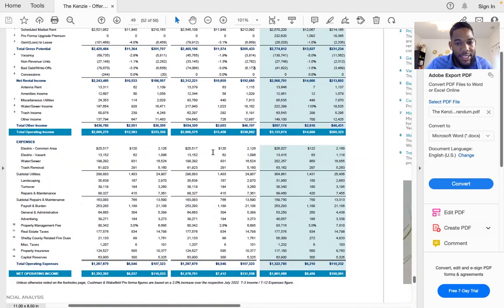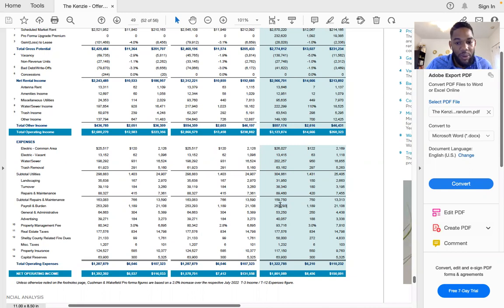So it's looking like they're having small increases here for expenses. Electric is up a little bit, well, it actually is about the same. Water and sewer is up a little bit. Trash removal about the same. Landscaping is about the same. Turnover about the same. Repairs and maintenance, same thing. Payroll, they have it about the same.